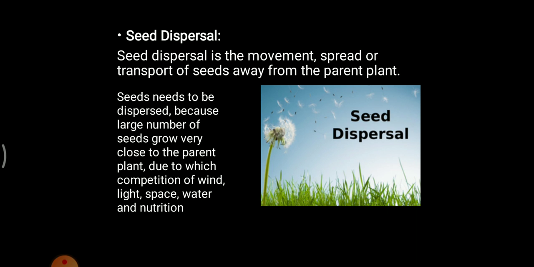Now why is seed dispersal important? As you can see in this picture, one plant is there and small seeds are floating in the air, so seed dispersal is taking place. Why is it extremely important? If the seed is not dispersed and stays at one location, there might be competition for light, space and nutrition between the plants, as a result of which the plant may not grow. So that's why seed dispersal is necessary.